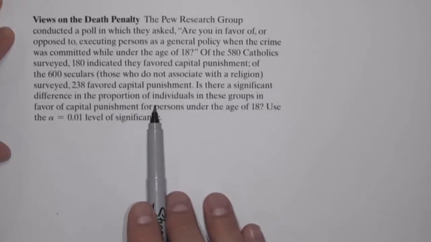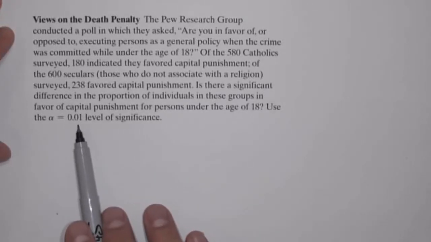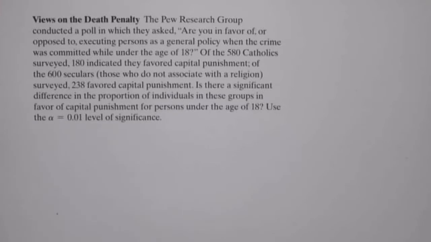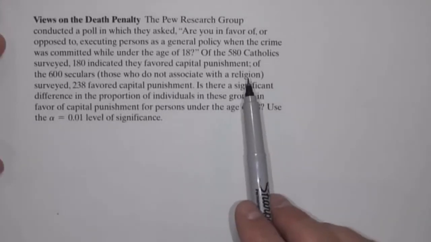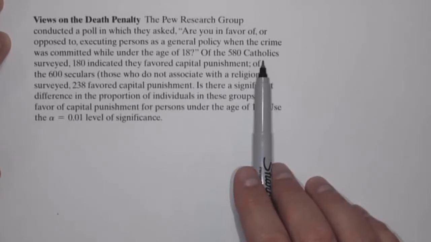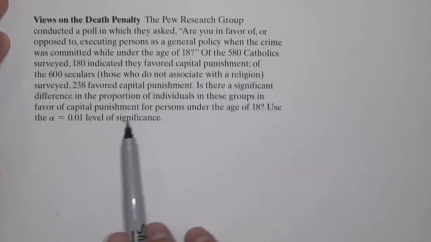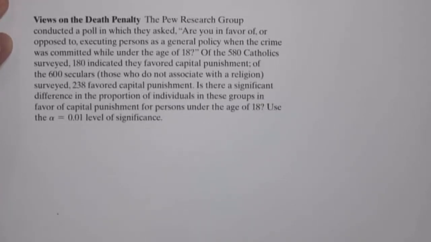Is there a significant difference in the proportion of individuals in these groups in favor of capital punishment for persons under the age of 18? Use the alpha equals 0.01 level of significance. So what we're looking to do here is to compare the proportion of Catholics who are in favor of capital punishment versus the proportion of seculars who are in favor of capital punishment, again, when the crime was committed by someone under the age of 18.